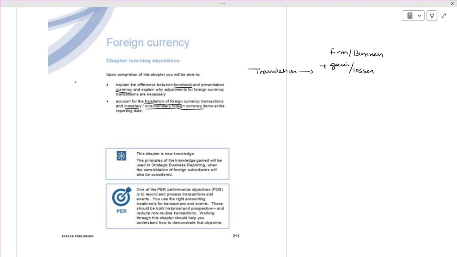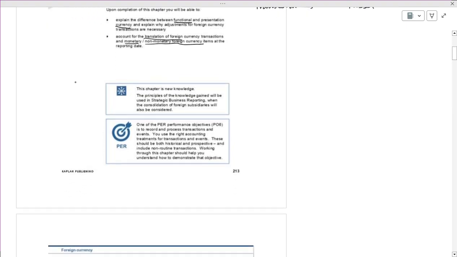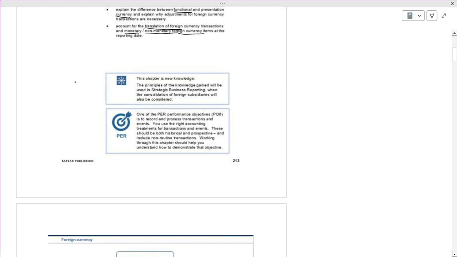Is that anything with it? It's a small business. How the gains and losses will be there. They will say which is the functional currency and which is the presentation currency. Only basic simple mathematical calculations are needed. Okay, we are doing that.